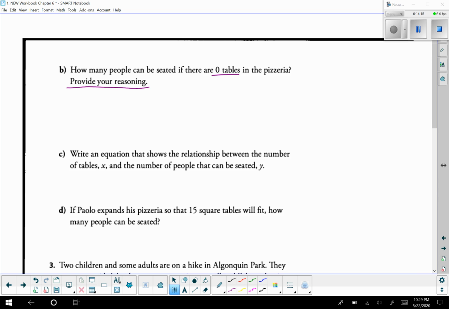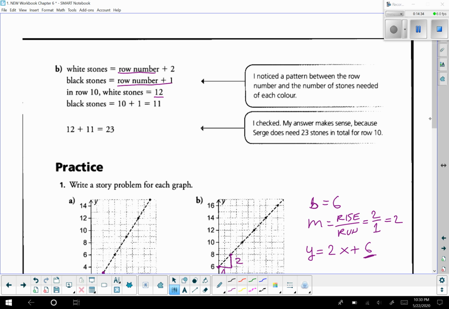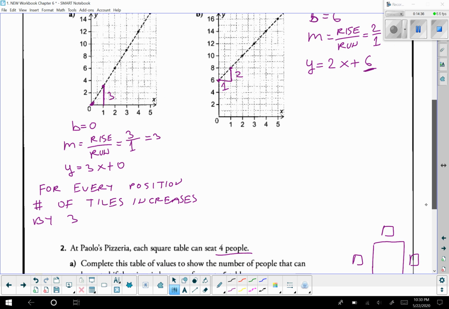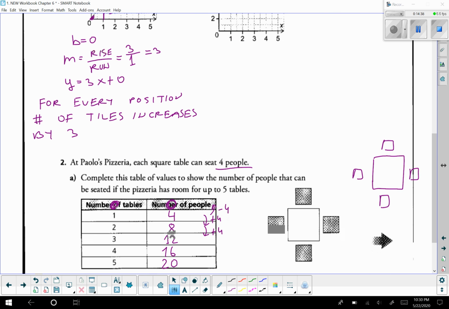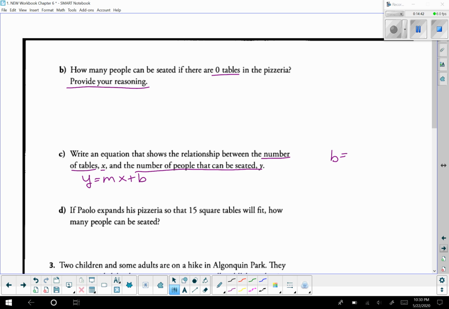It says write an equation to show the relationship between number of tables, which is the independent variable x, and number of people that can be seated, which is y. So remember, our equation is going to look something like this: y equals mx plus b. Remember, b is the constant, or the value at the 0th term. So here's my number of tables 0, my y value is 0, so that means b is 0.